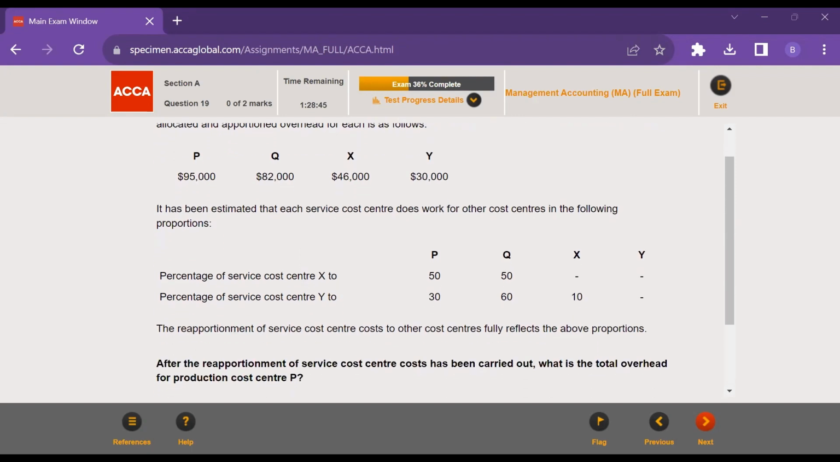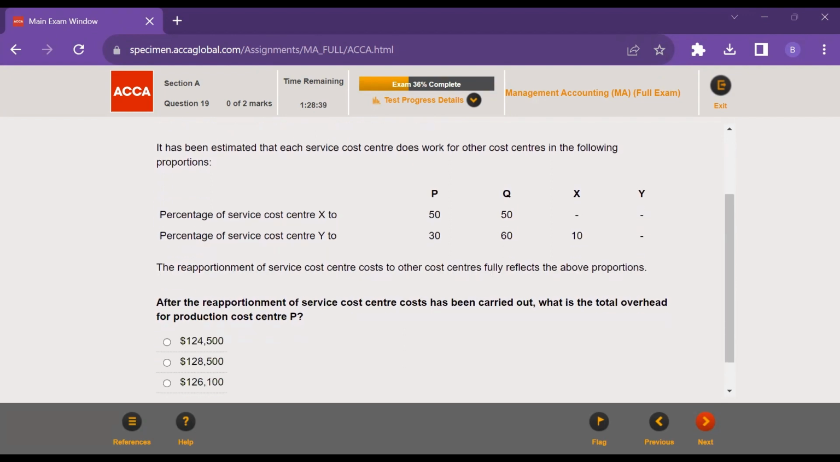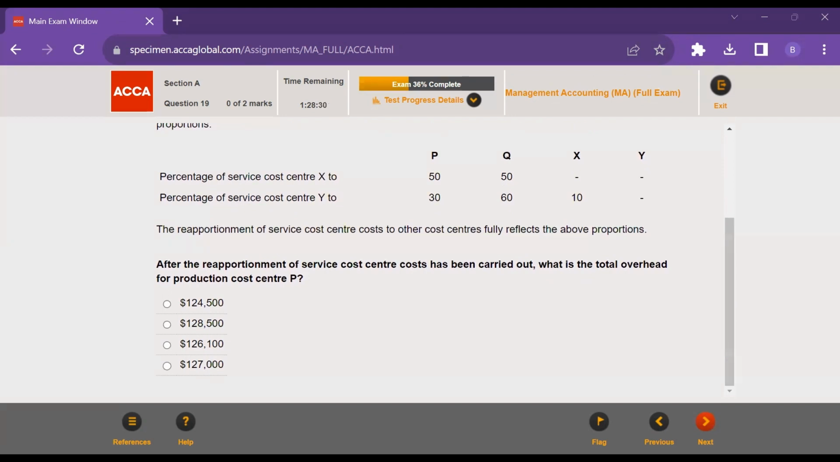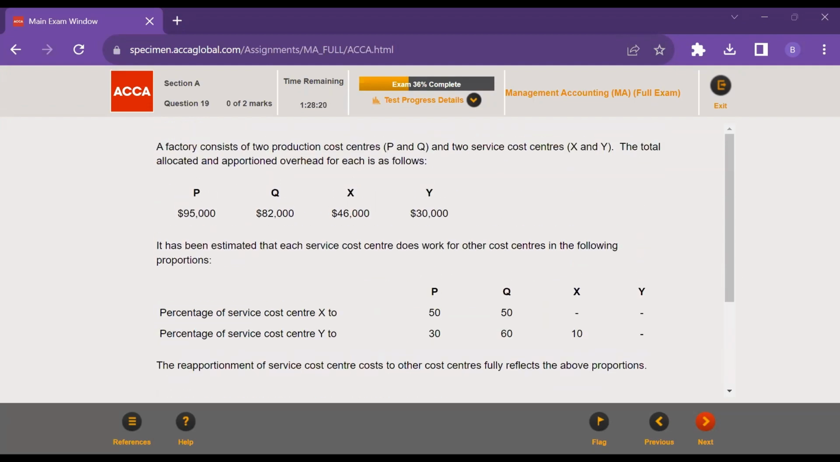It has been estimated that each service cost center does work for other cost centers in the following proportions. The reapportionment of service cost centers to other cost centers fully reflects the above proportions. So we have to tell that after the reapportionment of service cost center costs has been carried out, what is the total overhead for production cost center P? So we have to work out how much it will be after the reallocation.